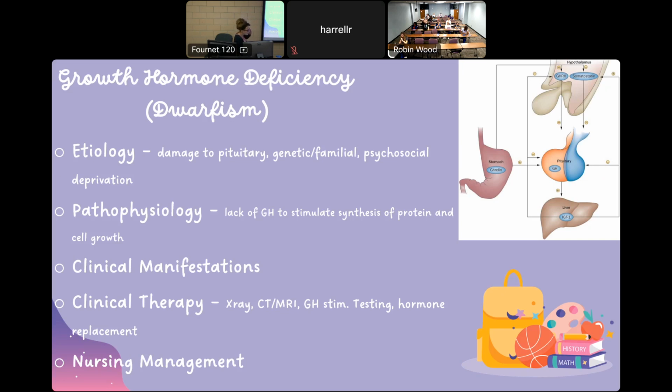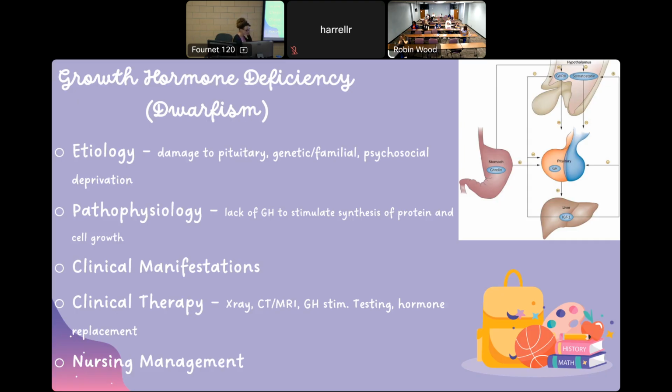Clinical manifestation wise, these kiddos are usually normal weight, normal height at birth. There's no big alarm there. But they start to fall off the growth chart. Typically by the time they're 1 year old, we can't really even plot them on the growth chart anymore. Their weight is so low for their height, and their height is so short for their age. They don't fall into any percentile. They're completely falling off the growth chart.